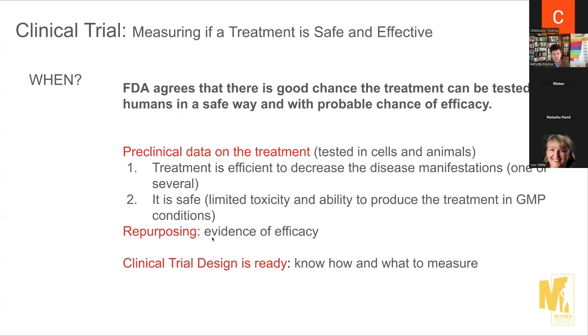And then you need also to prove to the FDA that you have a clinical trial design, that everything is ready, the protocol is ready, you know how and what to measure. So when you have all those data, then you can go to the FDA and file what we call an IND, to get the authorization from the FDA, or the EMA in Europe, to run a clinical trial on human.